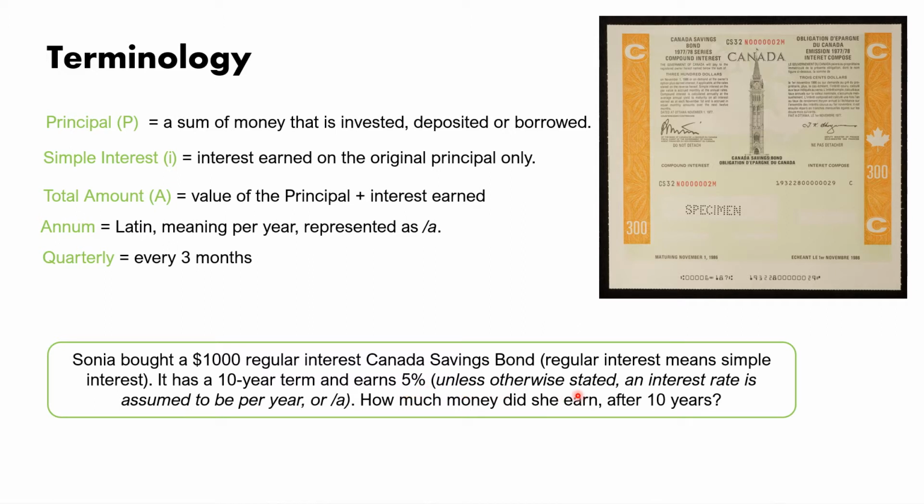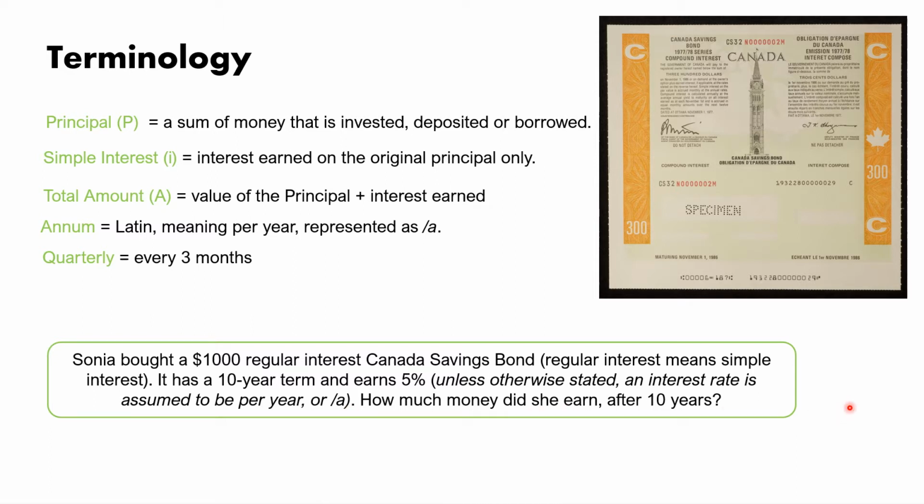And unless it's otherwise stated, an interest rate is assumed to be per year or per annum. So this doesn't say 5% daily or quarterly, or anything else. That means we're going to assume it's per annum or per year. So she gets 5% per year. How much money did she earn after 10 years?